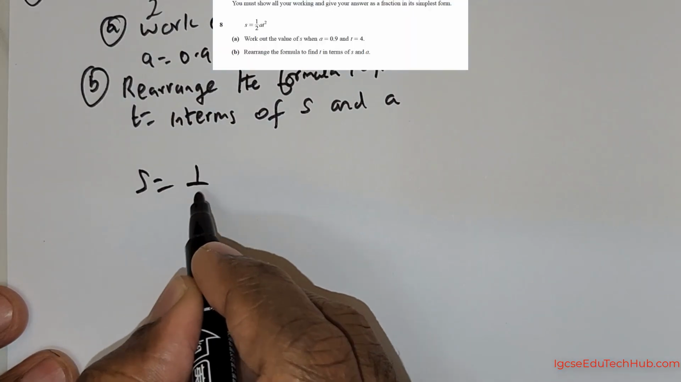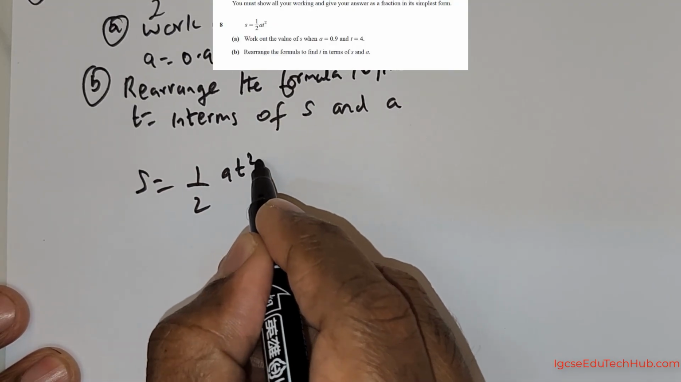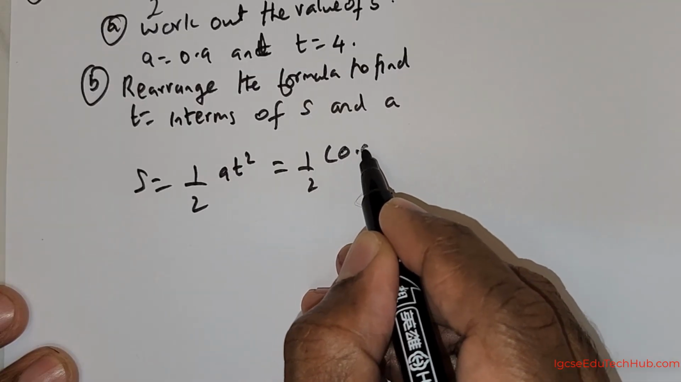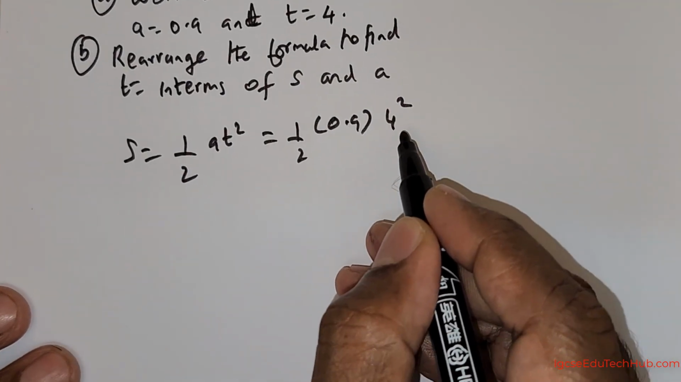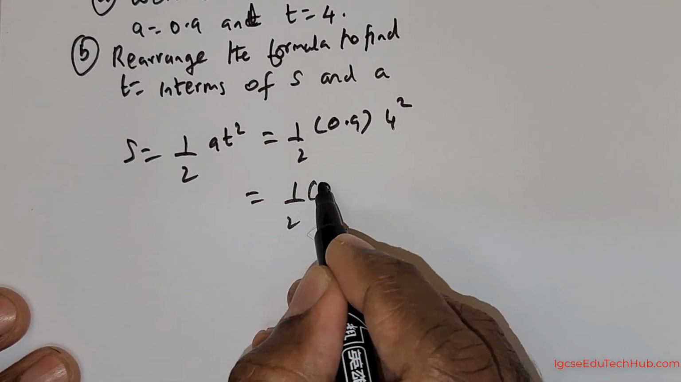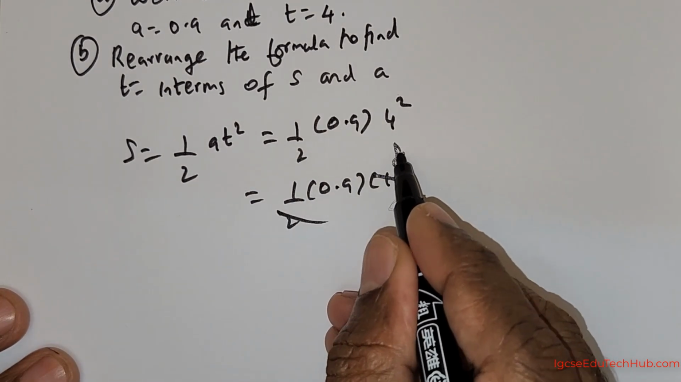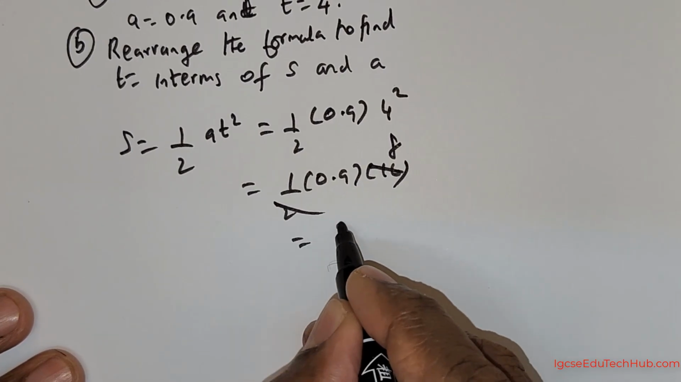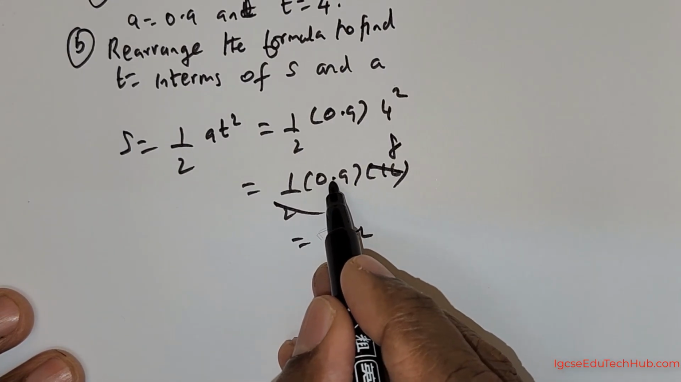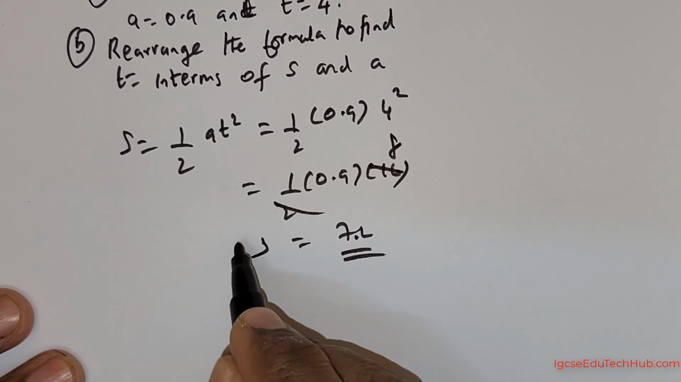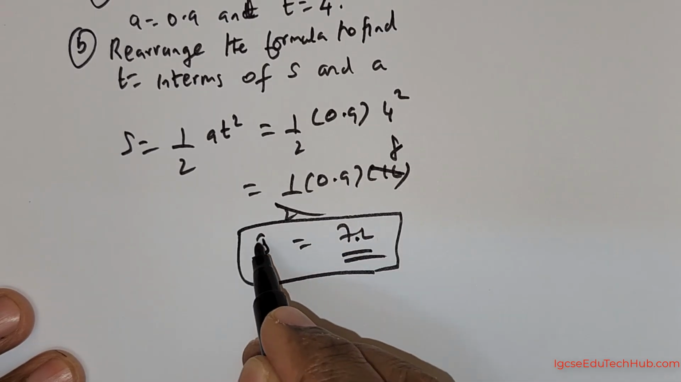So we are given S is equal to half times A T squared. Substitute the value of A is 0.9, T is 4. This is 1 over 2 times 0.9 times 16. Now 2 divides 16 8 times. 8 times 9 is 72. After the decimal, you have one digit. So it's 7.2 is the answer. So this is the value of S.